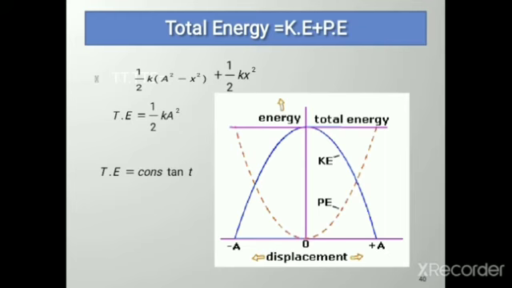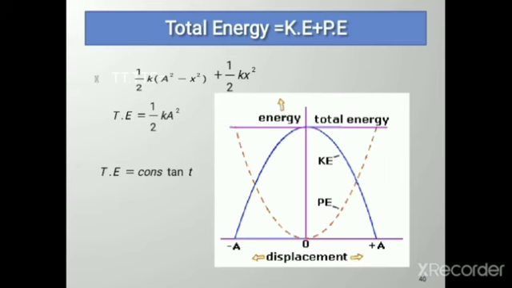So total energy is the sum of kinetic energy as well as potential energy. So you can add both the energies to find out the total energy. So total energy is equal to half k (A square minus x square), this is kinetic energy, and potential energy is half k x square. So you can simplify the equation and then we will get total energy as half k A square. Remember students, total energy of a particle performing SHM is constant.